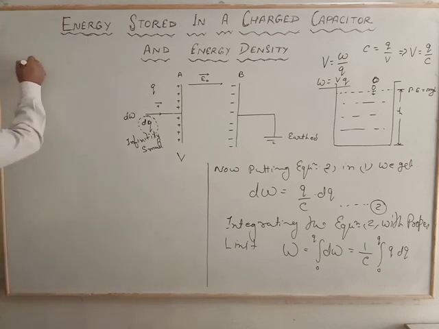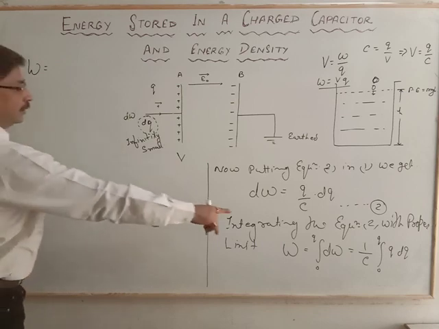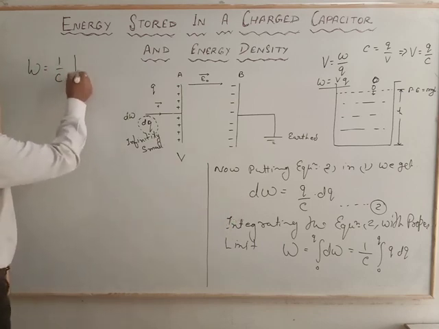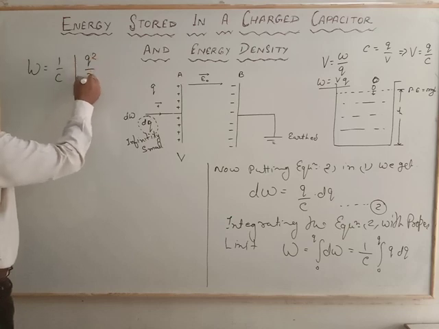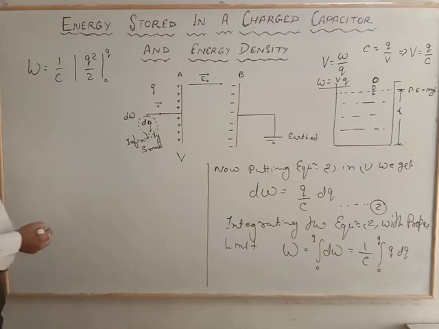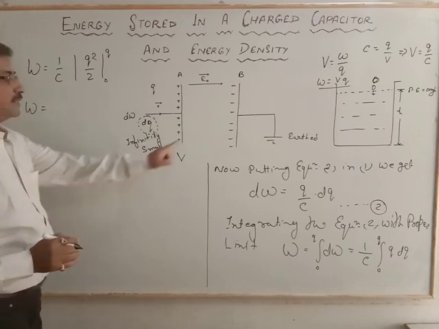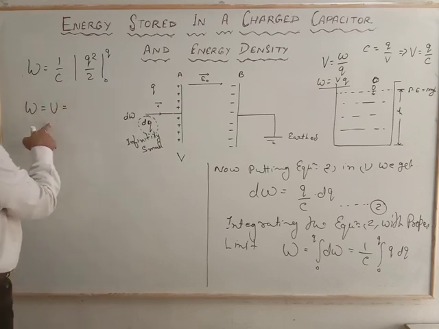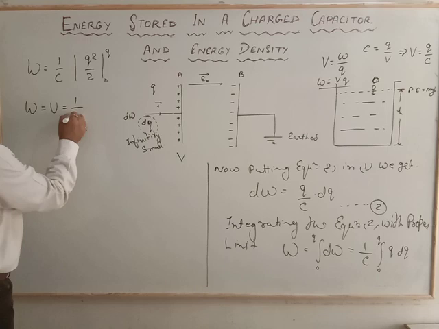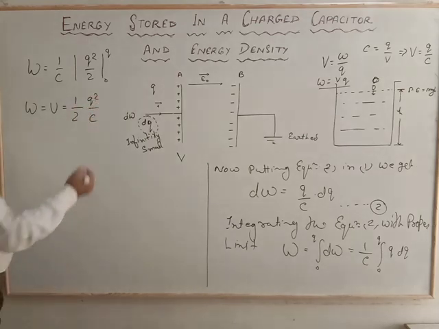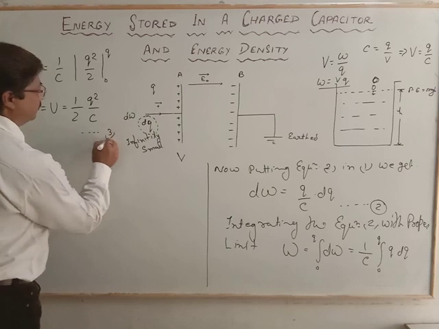Here work is equal to 1 by C, and q square by 2 from 0 to q, maximum value, upper limit minus lower limit. So the work that is stored in the capacitor in the form of potential energy is equal to half q square by C. This is equation number 3.